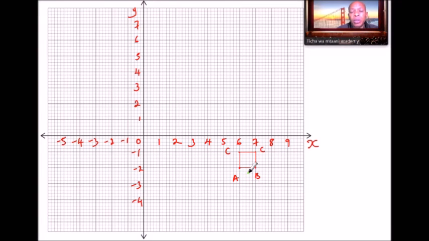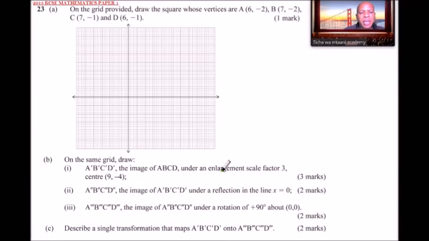Now we go to part B. Like we saw, let's go back to the question and see what is required. Part B, we are told on the same grid to draw A'B'C'D', the image of ABCD under an enlargement, scale factor 3 and center (9, -4). So we are going to do that. We enlarge our diagram, scale factor 3 and center of enlargement (9, -4).